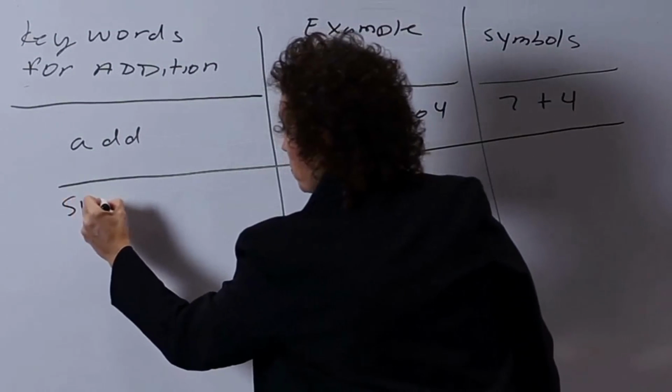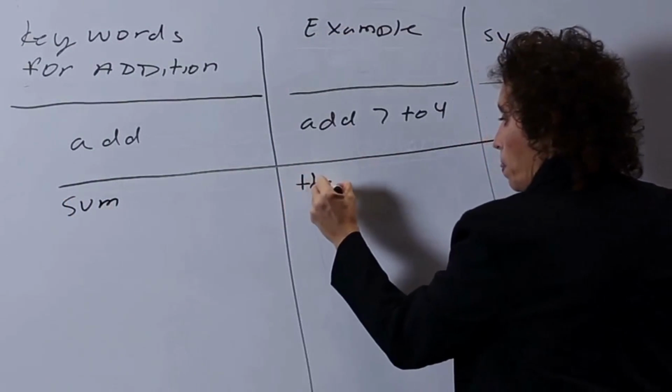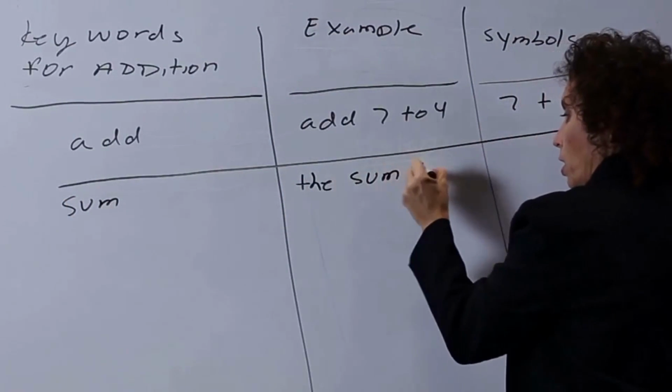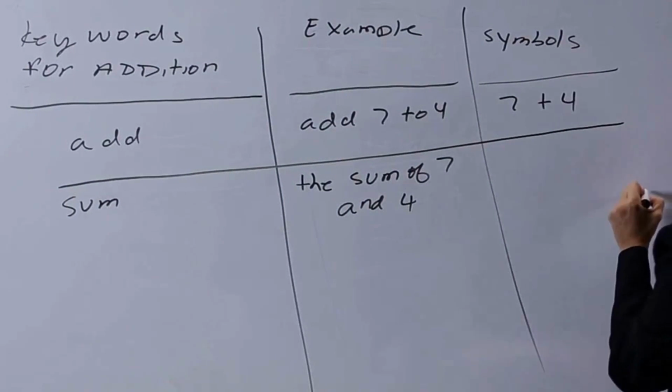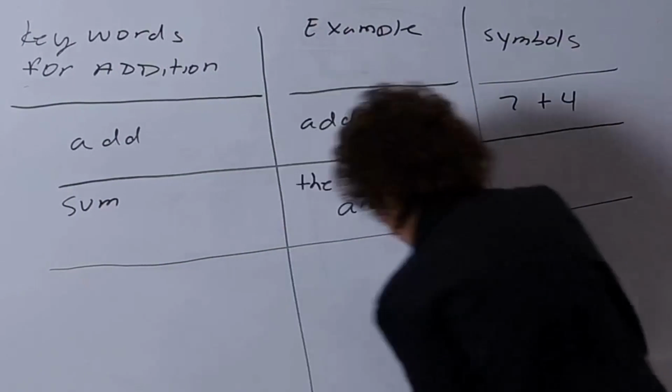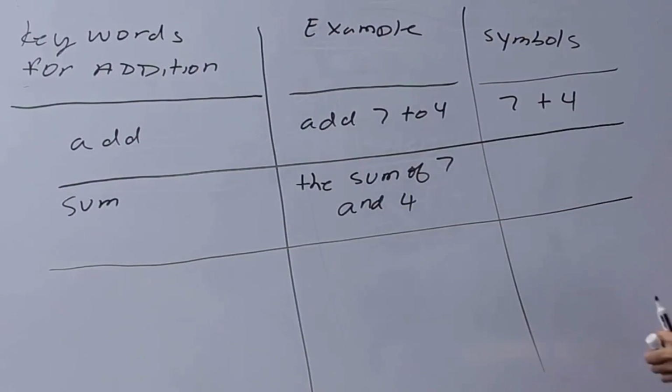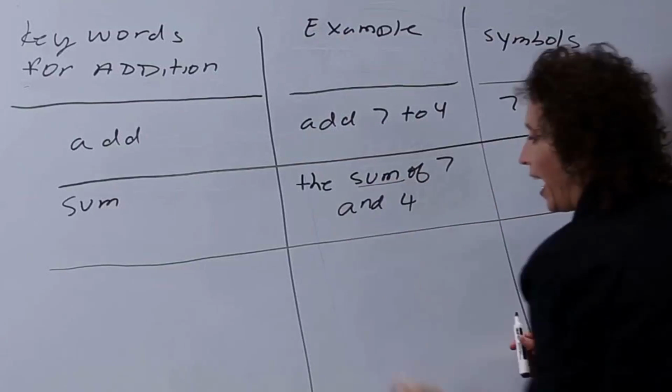Sum, the sum of 7 and 4. Now this is really important, okay? So kind of listen to this really carefully. Sum means to add.